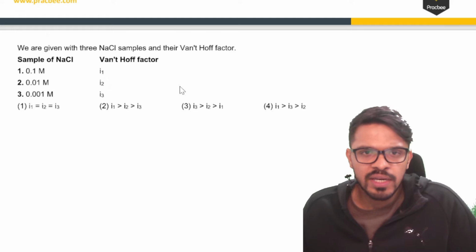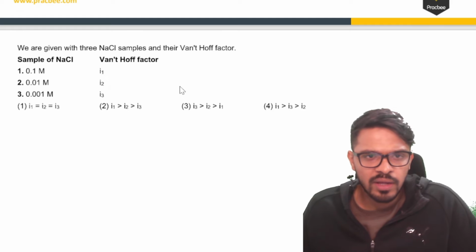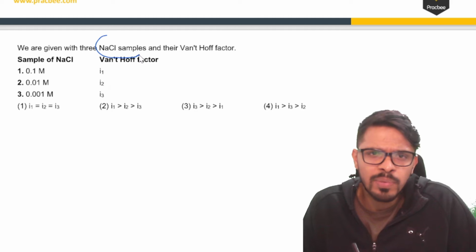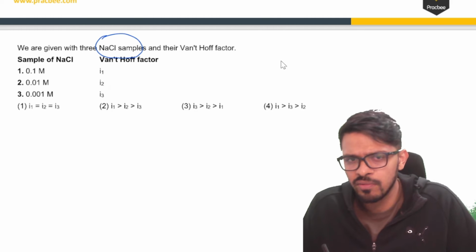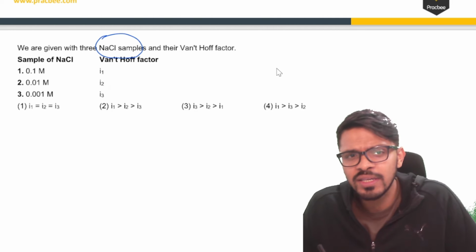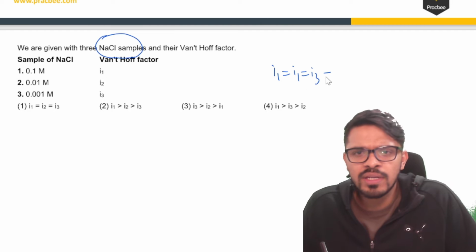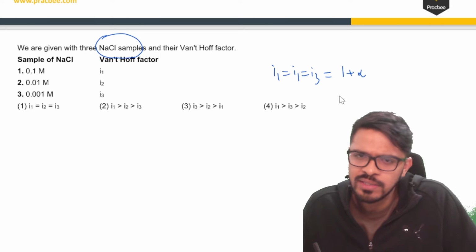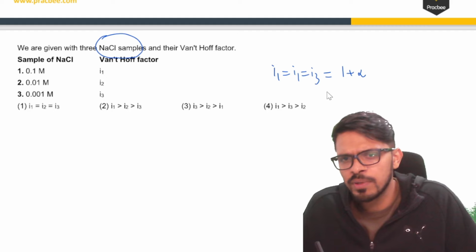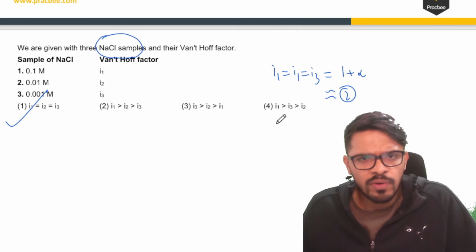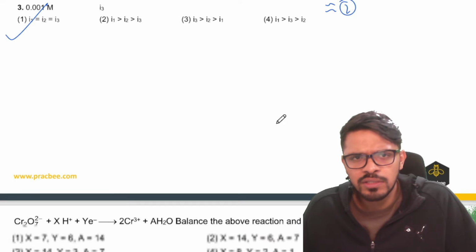We are given 3 NaCl samples and their Van't Hoff factor, i1, i2, i3. The Van't Hoff factor doesn't depend upon the concentration. It only depends upon the sample which we are taking and the solvent which we are taking. The solvent is the same in all the 3 cases, so the value of i would be the same. In all these 3 cases, it would be 1 plus alpha, considering that the degree of dissociation is 100%, so it will be approximately 2. Right? The Van't Hoff factor doesn't depend upon the concentration.